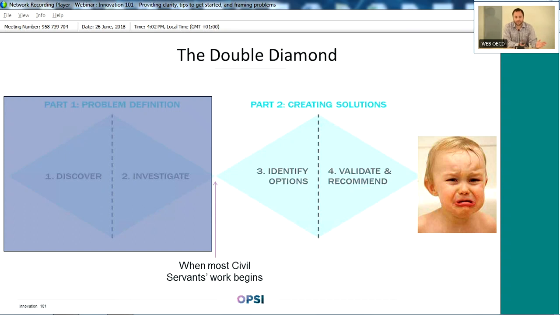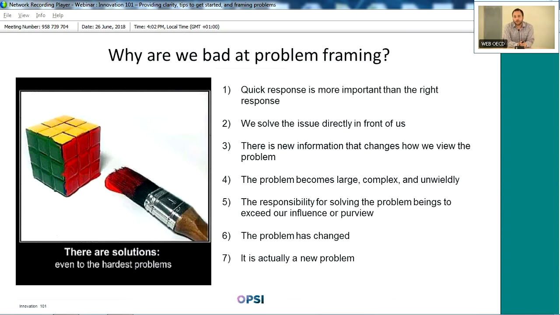We aren't getting the results that we expect. We don't end up getting the actual return on investment or the impact that we assume. And everyone's constantly churning and thinking that the solutions are the problem. So it's a new solution. No one's ever backing up to look at the problem itself. So why are we bad at this?